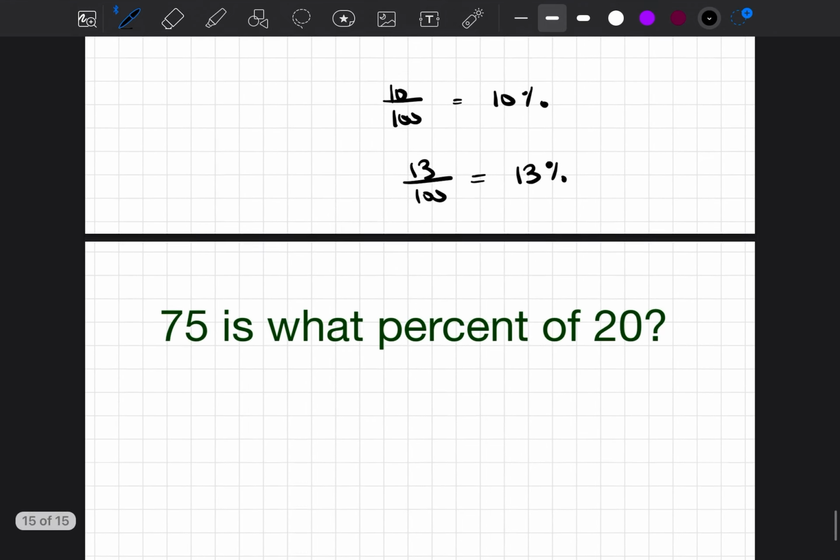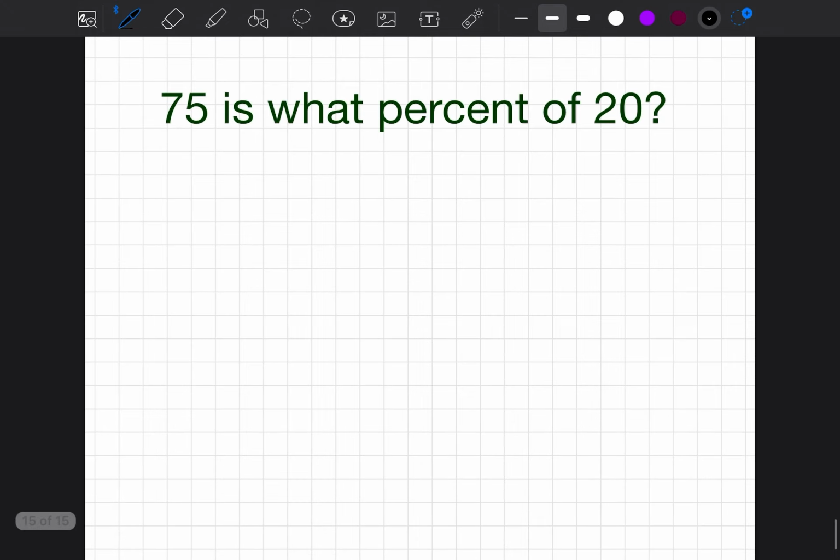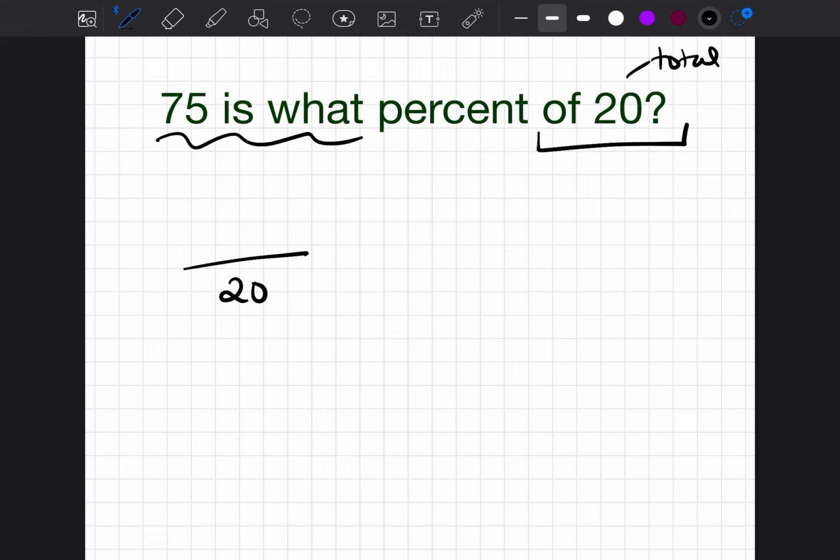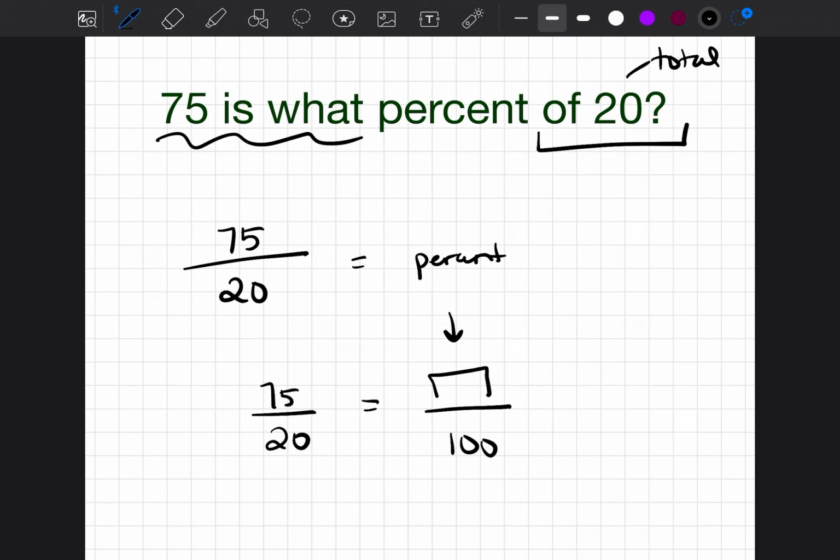Okay, so let's go ahead and try this again. 75 is what percent of 20? Of 20 represents the total. So we're going to write the total on the bottom, 20. That means 75 is going to go on top. 75 out of 20 is equal to what percent? We remember that percent means out of 100. So we're trying to figure out 75 over 20 is equal to blank over 100.